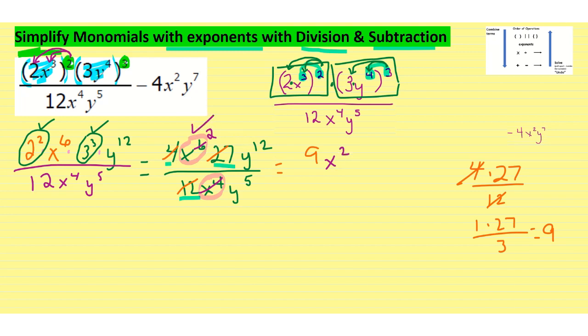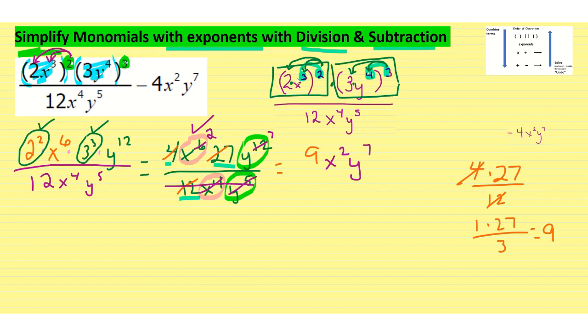So now let's look at my y terms. There are 12 y's right there. There are 5 y's right there. So I can literally cancel all 5 of those with 5 of these. I can take away 5 of these 12 y's, and that would leave me with what? 7, 8, 9, 10, 11, 12. Yeah, so that would leave me with 7 y's. So it'd be y to the 7th. So I've literally canceled everything in the denominator out.